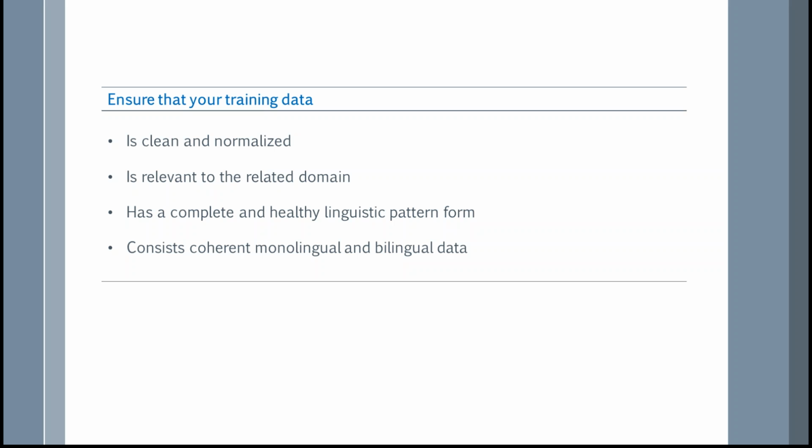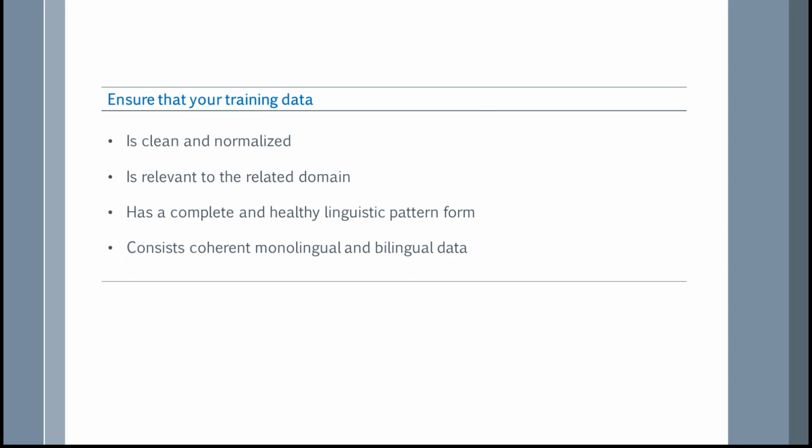Ensure that your training data is clean and normalized, is relevant to the related domain, and has a complete and healthy linguistic pattern form, and is error proof. This means that your training data should contain no linguistic errors, and that clean and normalization procedures should be applied regarding tags, formation and formatting. Also ensure that your training data consists of coherent monolingual data and bilingual data, as I previously described a few slides before.